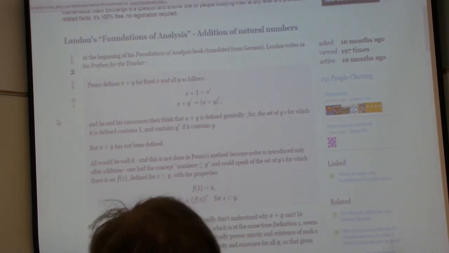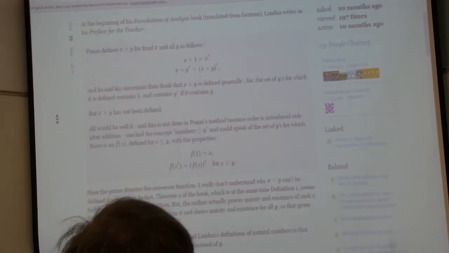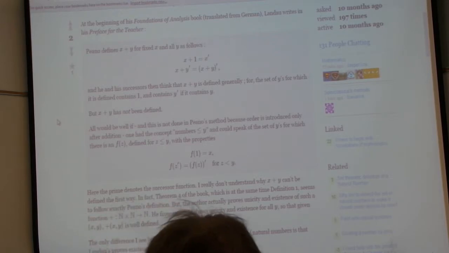And he and his successors then think that x plus y is defined generally, for the set of y's for which it is defined contains 1, and contains y prime and contains y. But x plus y has not been defined. All would be well if, and this is not done in Peano's method because order is introduced only after addition, one had the concept of numbers less than or equal to y and could speak of the set of y's for which there is an f of z, defined for z less than y with the properties given here.